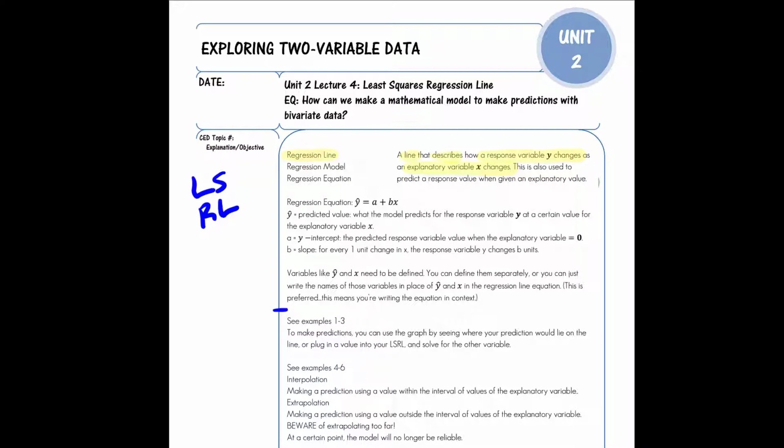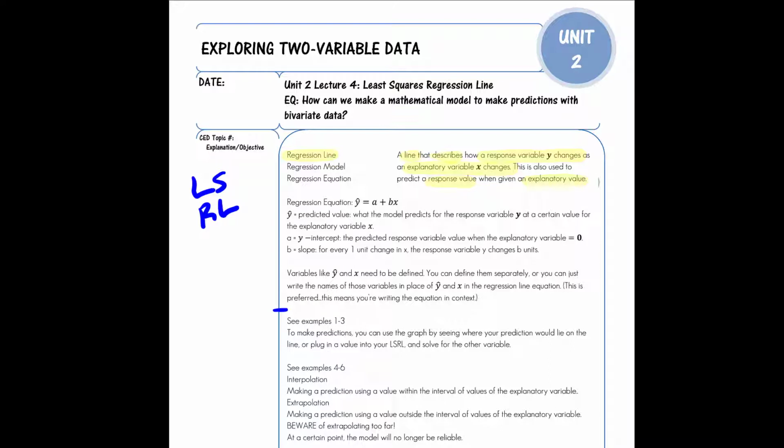This is also used to make predictions about a response variable. That's the whole point, or the most valuable part of this: we can use this line to make a prediction. When we know the explanatory value, we can predict the response value. And that's the huge part of why these least squares regression lines are so important.